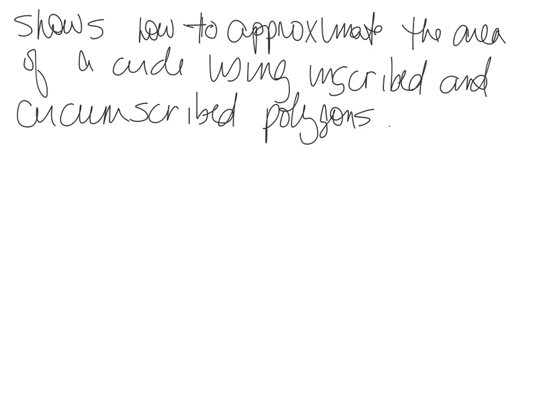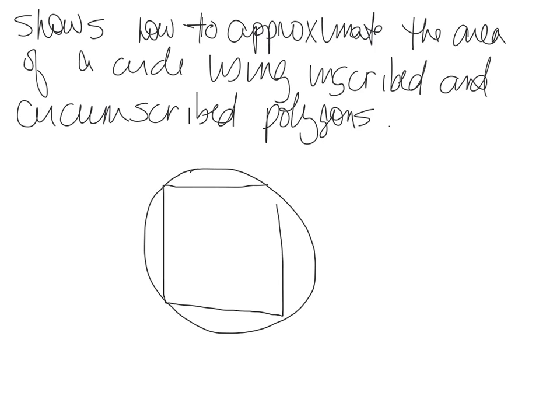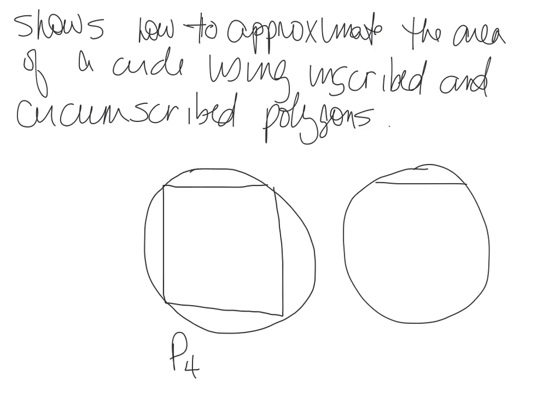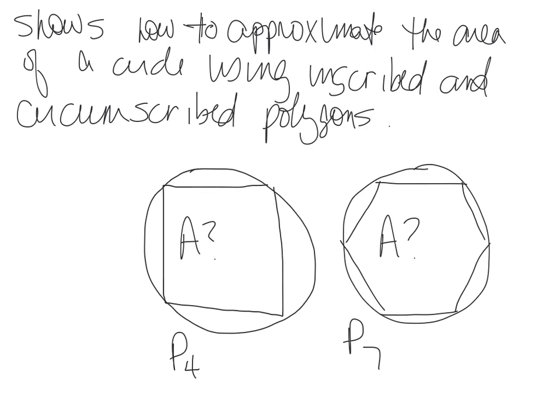So really, what do you think the regular inscribed polygon looks like as the number of sides increases? If we inscribed a square, that is P4. If we inscribed a hexagon, do not make fun of my shapes, this would be P6. So the area of this circle versus the area of this circle. Okay? We're approximating by the area of the square.